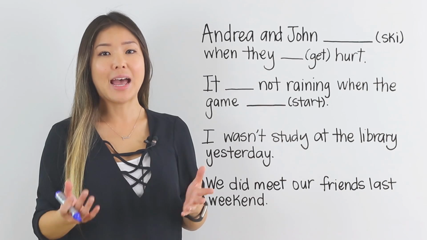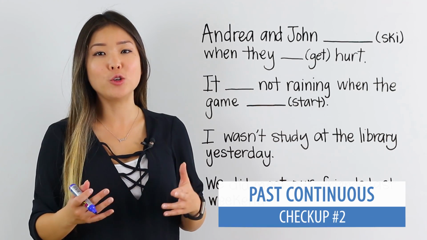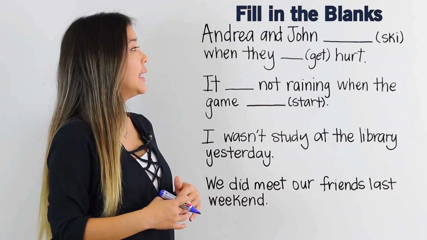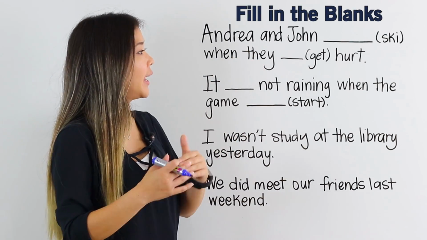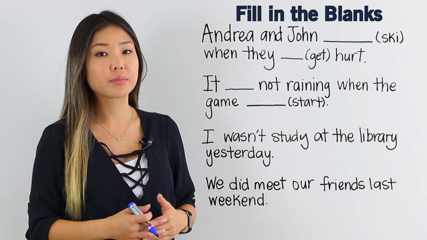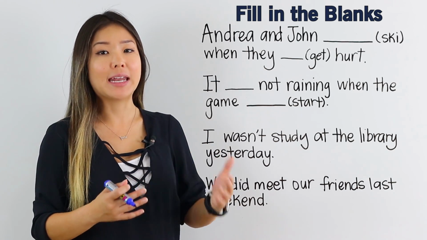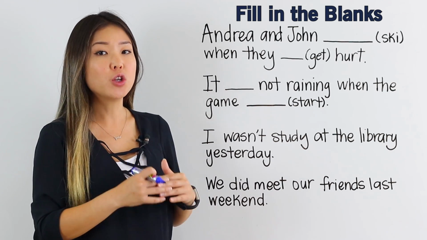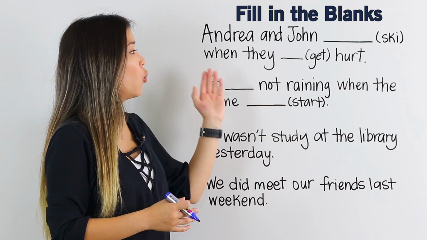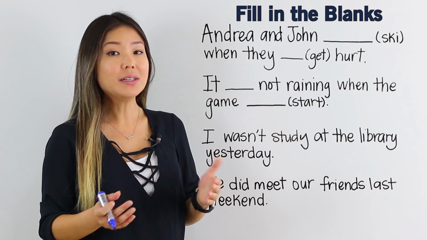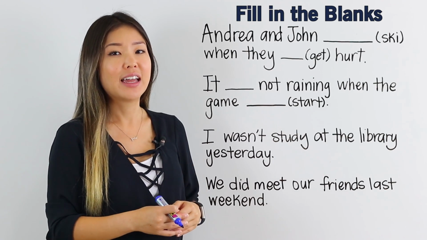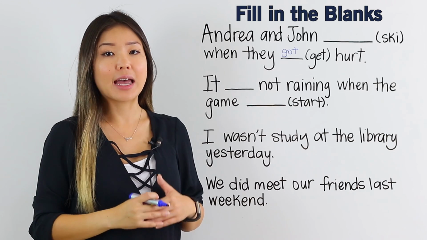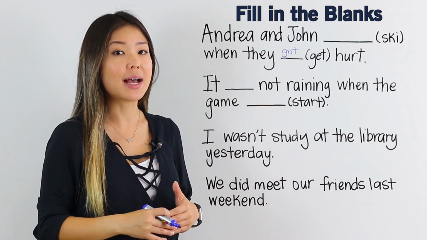Let's move on. Now, let's start a checkup of the when usage of the past continuous tense. Take a look at the first example. It says Andrea and John blank when they blank hurt. Remember, when shows an interrupting action. It needs to be used with the past simple tense. So, let's first look at the second blank, when they blank hurt. What's the past tense of the verb get? The answer is got.